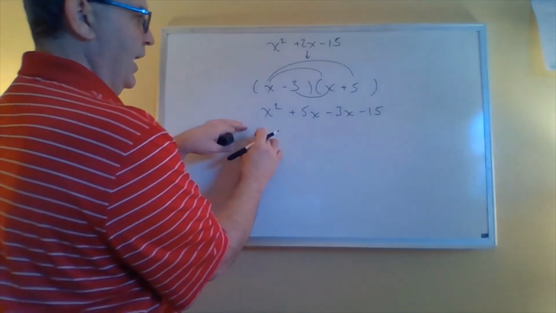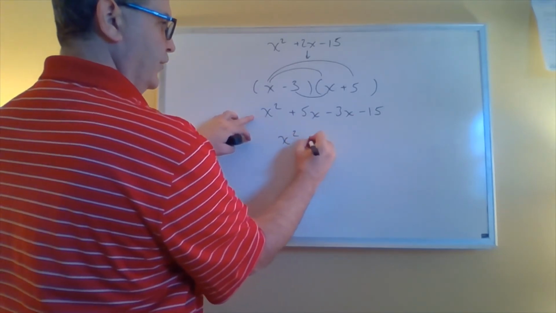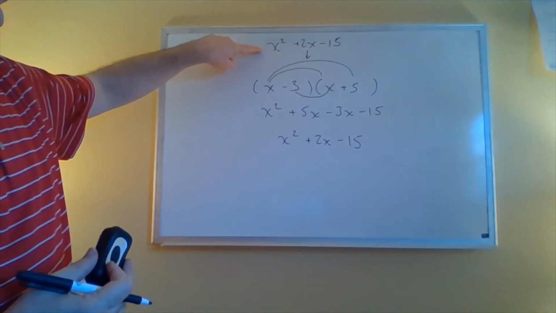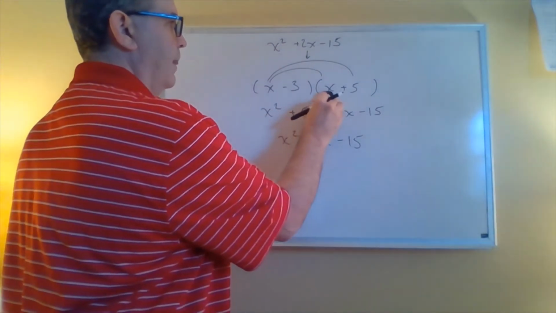Okay, let's combine our like terms. We have a positive 5x and a minus 3x. What does that give us? x squared plus 2x minus 15. We're right back to where we started. So we know that we've factored this correctly.